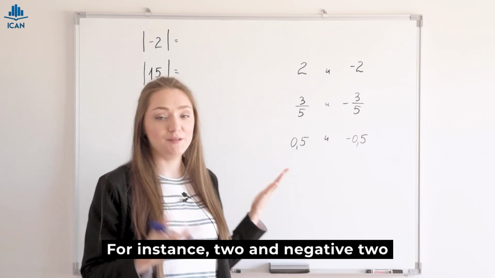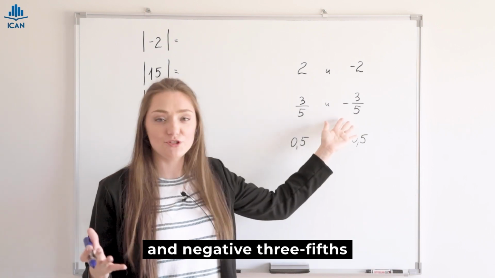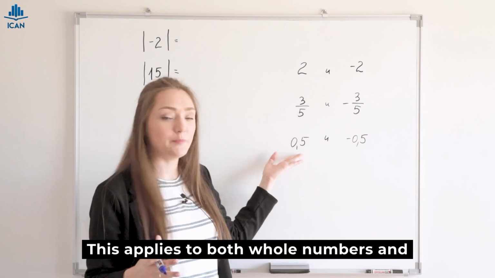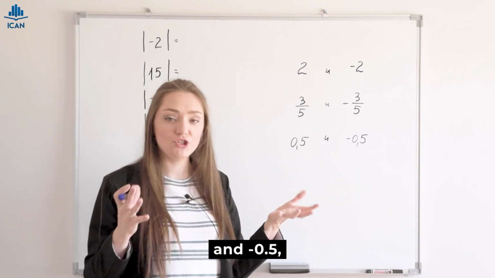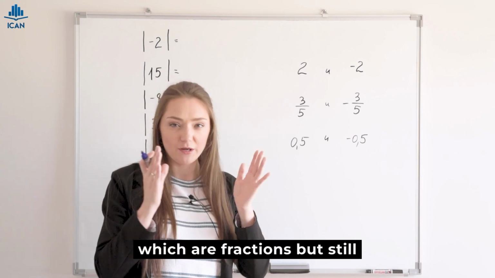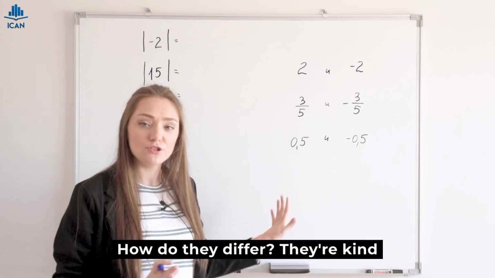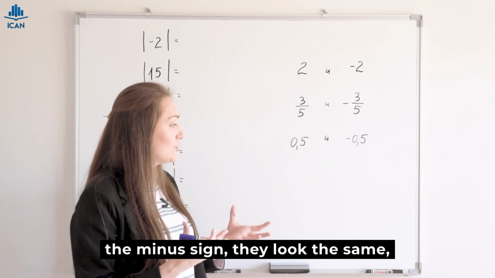For instance, 2 and negative 2 are opposites, right? 3/5 and negative 3/5 are also opposites. This applies to both whole numbers and fractions, like 0.5 and -0.5, which are fractions but still opposites. But they're opposite numbers. How do they differ? They're kind of similar. If you ignore the minus sign, they look the same, right?